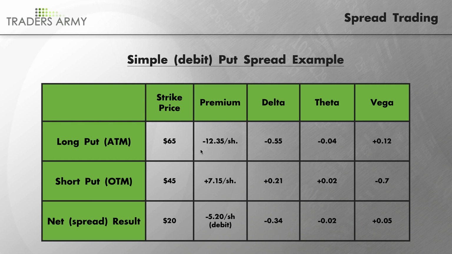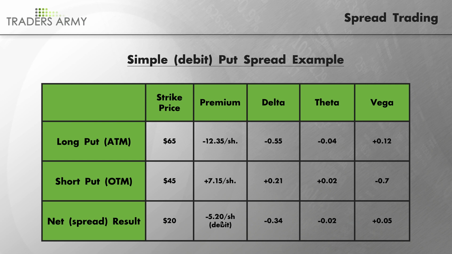Now the premium, look what happened to the premium here. When we paid $12.35 to buy one option and we received $7.15 to sell another option against it, our net debit is actually now reduced to $5.20 a share. So that's $520 that's going to come out of our account for this single spread trade. Now there's two option contracts here, one long and one short, but when you combine the two, you still have a net debit, so money's going to come out of your account to the tune of $5.20 a share in this example.